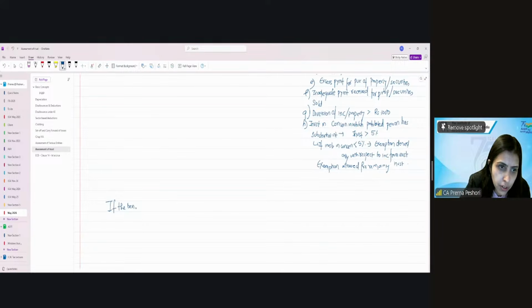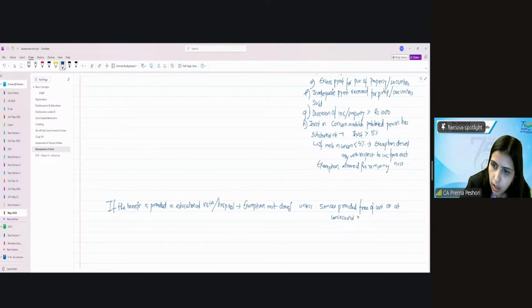So if the benefit is provided in educational institution or hospital, exemption not denied unless services provided free of cost or at concessional rate. Clear?